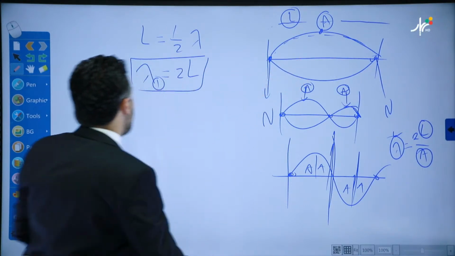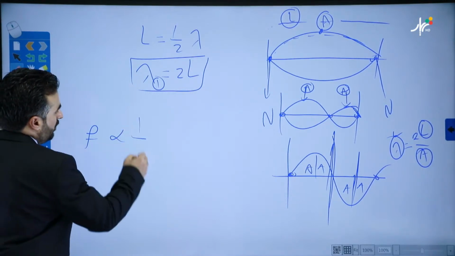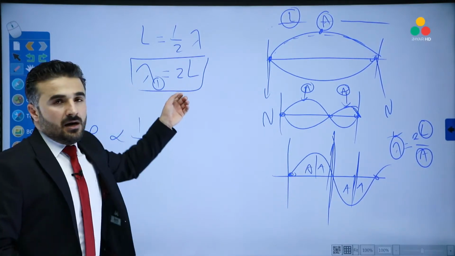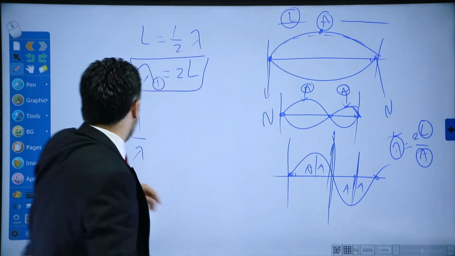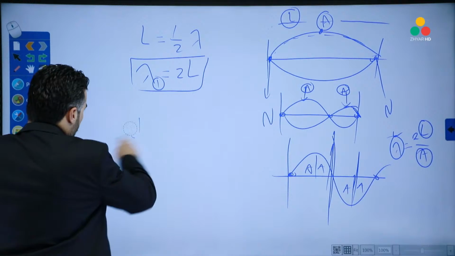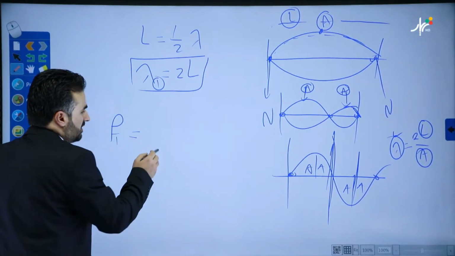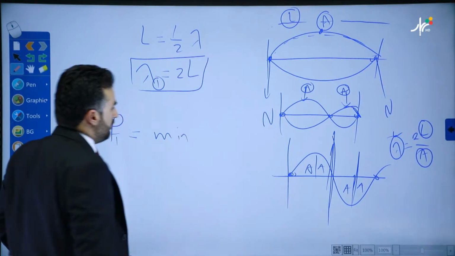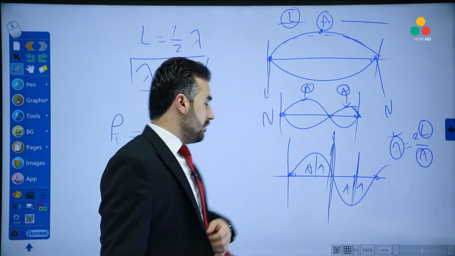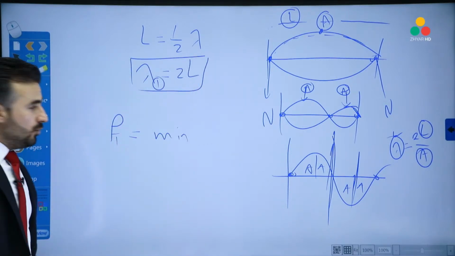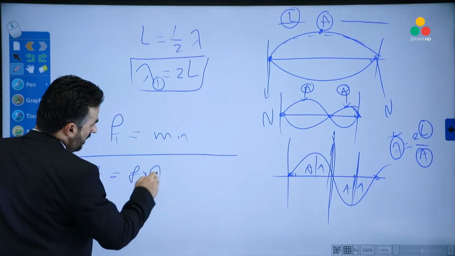But how about the frequency? You do know that frequency and wavelength are inversely proportional, yeah? So if the wavelength is maximum, what about the frequency? The frequency of this vibration is going to be minimum here. To find the frequency, we do know that the speed of a wave equals frequency times wavelength.